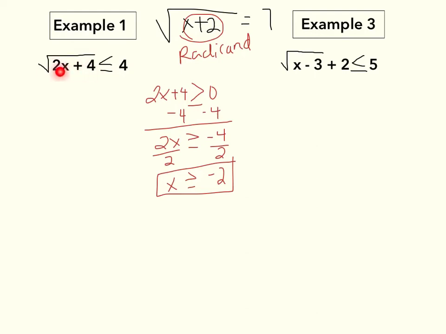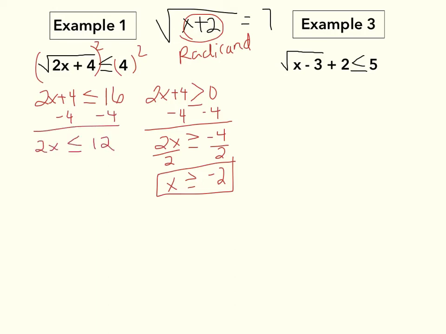You isolate the radical, which in this case the radical is all by itself. And then we do the inverse operation. Get rid of this radical, get rid of this square root. And in this case you would just square both sides. So 2x plus 4 is less than or equal to 16. And then just solve. So subtract the 4 from both sides. 2x is less than or equal to 12. Divide by 2. X is less than or equal to 6.